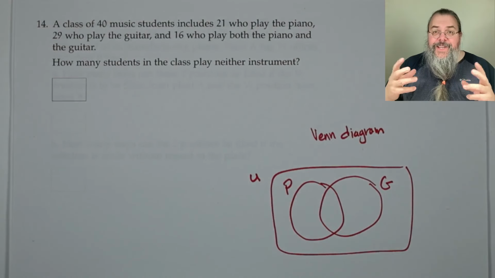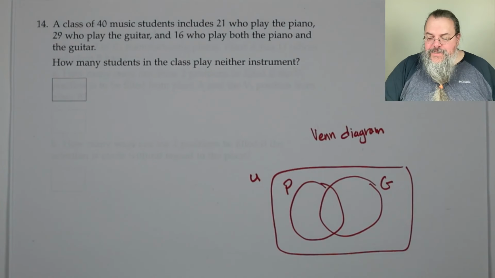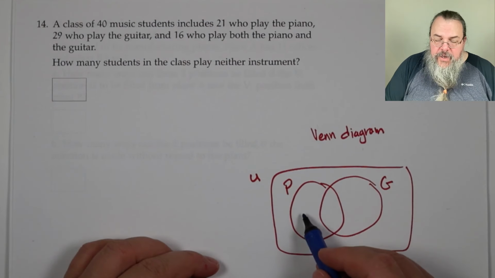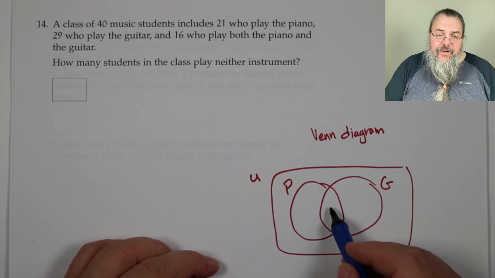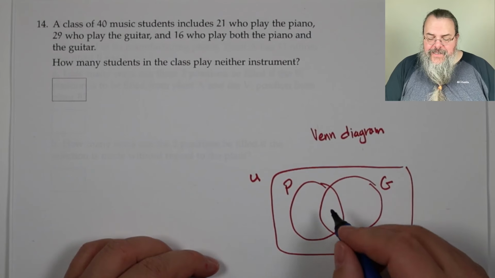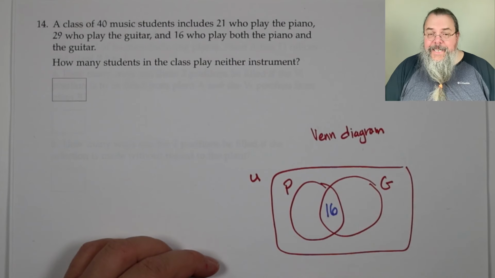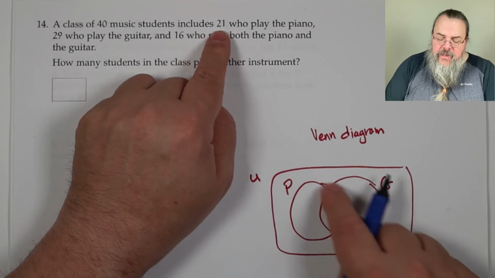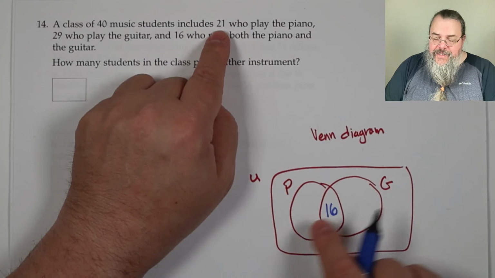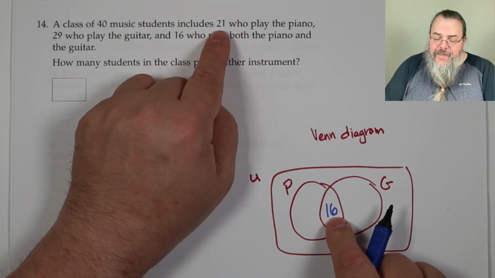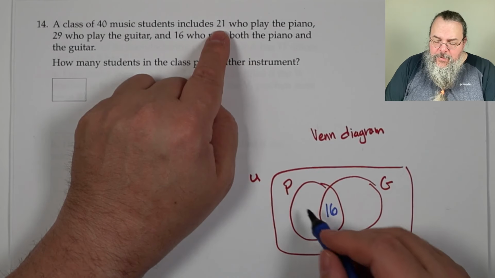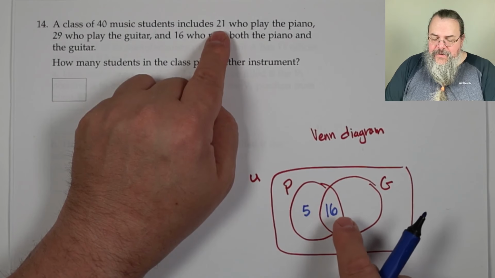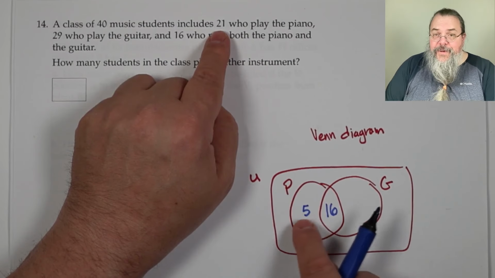Because the both is the intersection. So we say, because we can assign students to one of 4 possibilities. Only piano, only guitar, both piano and guitar, neither piano nor guitar. So the both tells us there's 16. Okay, now we know there's 21 people who play the piano. So there's a total of 21 people. 16 fall into here. So how do we get up to 21? Well, that means there need to be 5 people who play the piano but don't play the guitar, right? So if there's 16 here, and I need to get to 21, 16 plus 5.